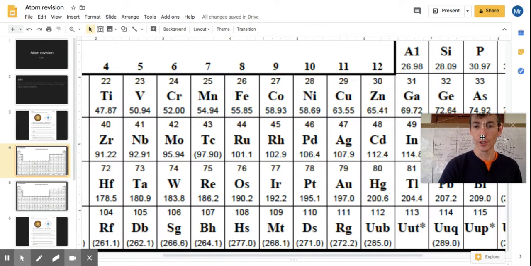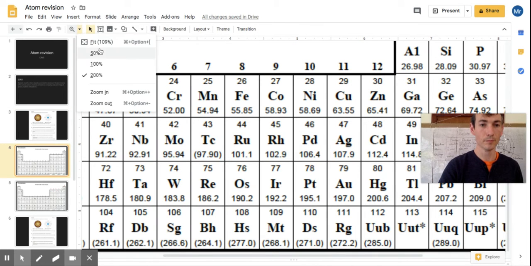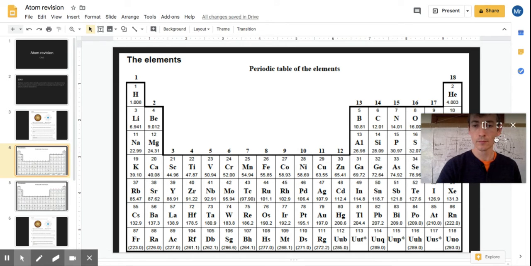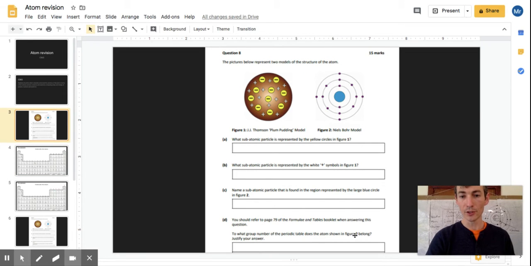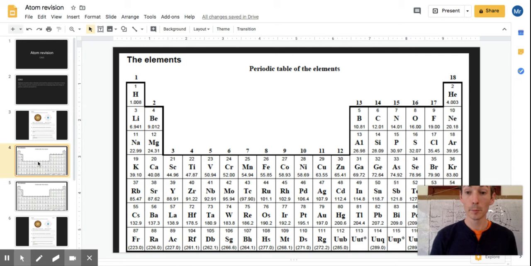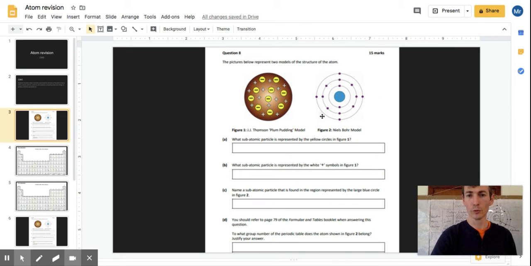Right then. So here is our periodic table. I think I need to zoom out. Right then. So on our periodic table, and for this question, we are asked what group number, I'll go back to the question, what group number of the periodic table does the atom shown in figure 2 represent? So, bit of revision here again. On our periodic table, these are the group numbers, okay? There's 1, there's 2, 3, 4, 5, all the way up to 18. And they are the group numbers. So anything in group 1, okay, so we've got hydrogen, lithium, sodium, potassium, rubidium, okay, and it keeps on going. Anything in group 2, we've got beryllium, magnesium, calcium. So this question is asking us, we need to use that to figure out, well, what group is this atom in?